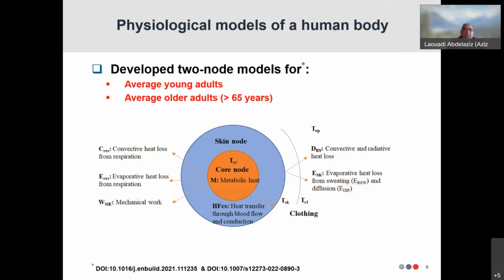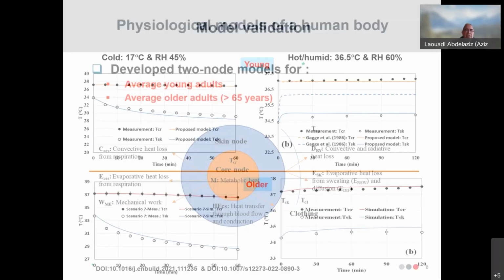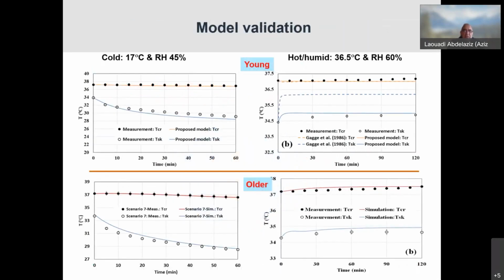To calculate the standard effective temperature, we need a proper physiological model of the human body. So to this end, in our work, we have developed two simple models, one for average young adults and one for average older people. And these models have been successfully validated using public measurement data, as shown in these figures.